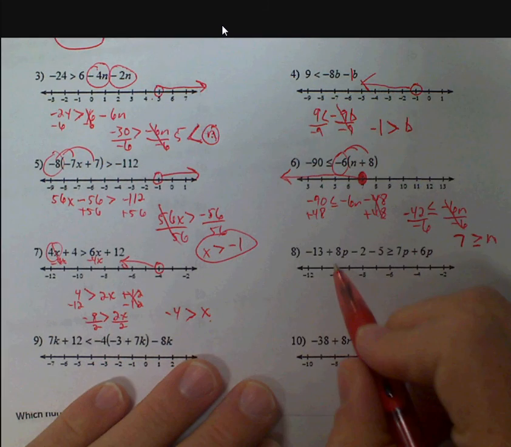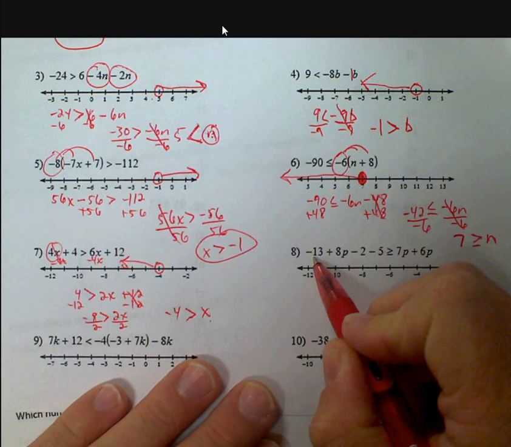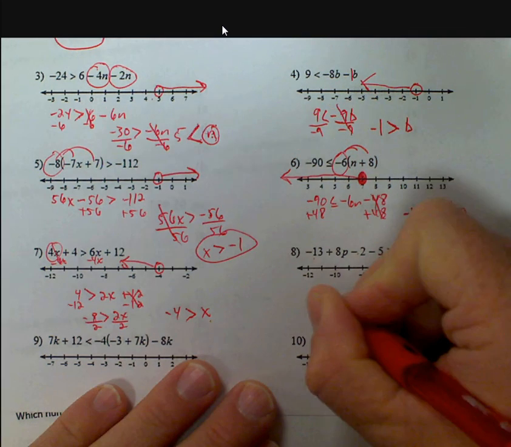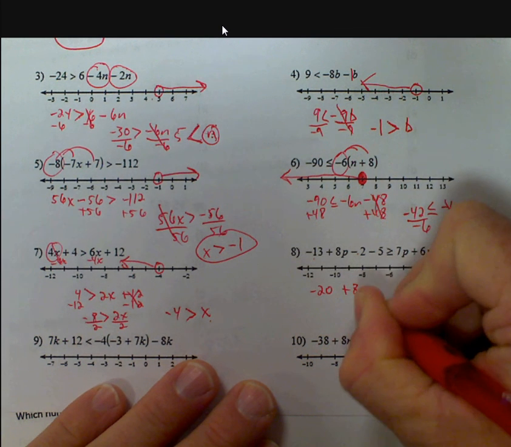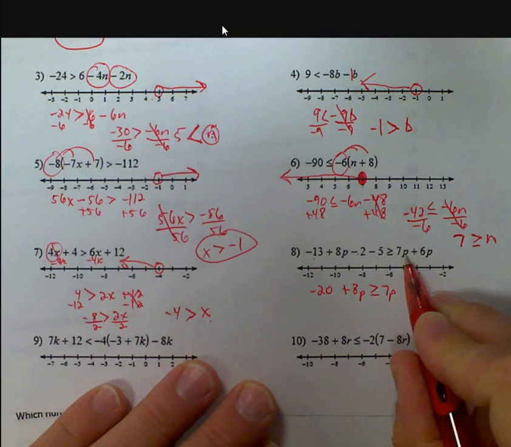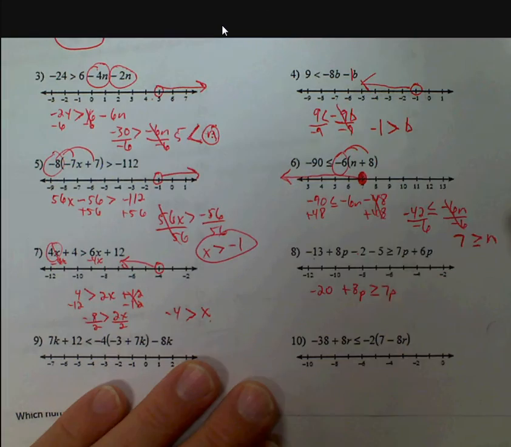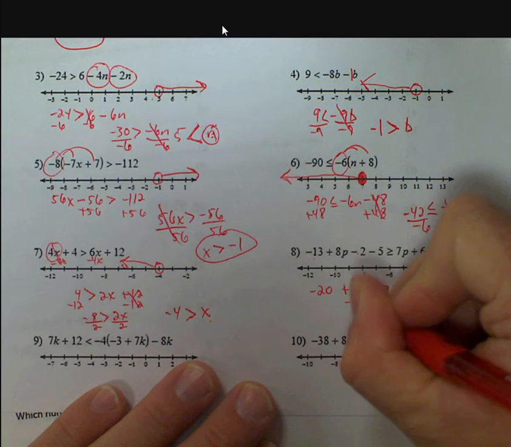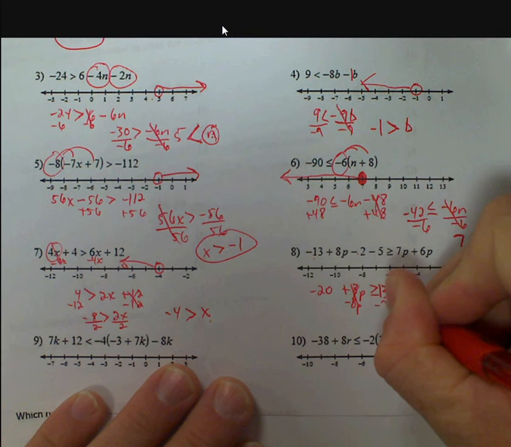Okay, I can go ahead and combine like terms. Negative 13 minus 2 is negative 15. Negative 15 minus 5 is negative 20. Plus 8p greater than or equal to 7p. And actually I can combine 7 and 6, which is 13p. I'm going to go ahead and bring my 8p over, minus 8p.